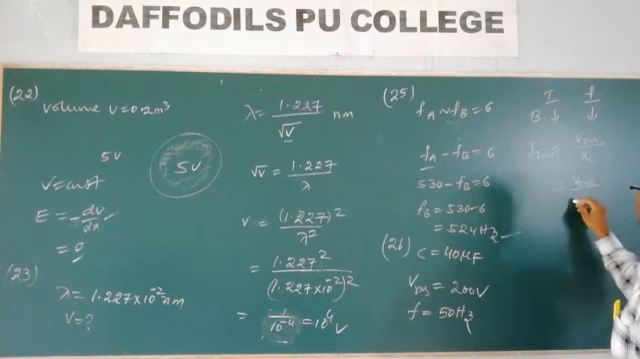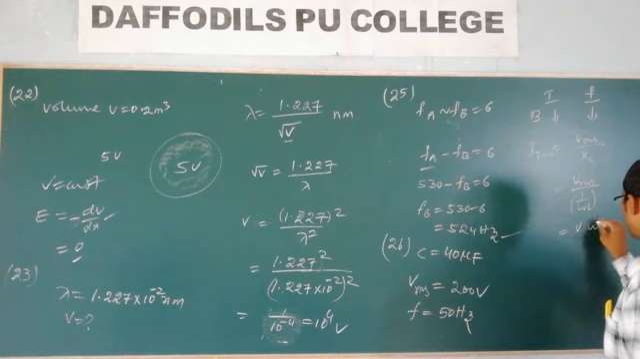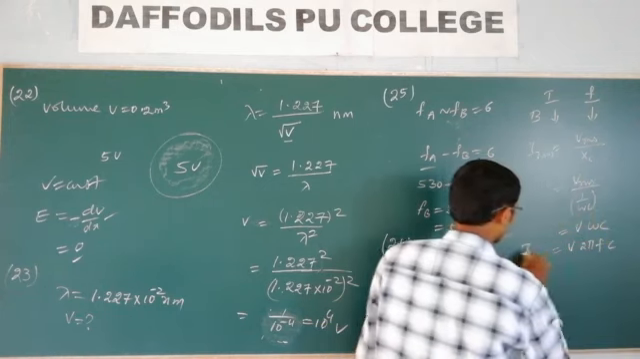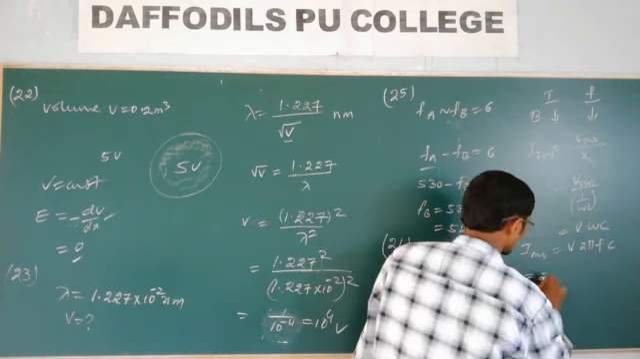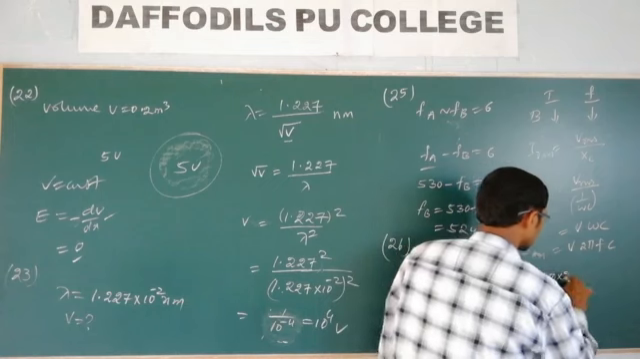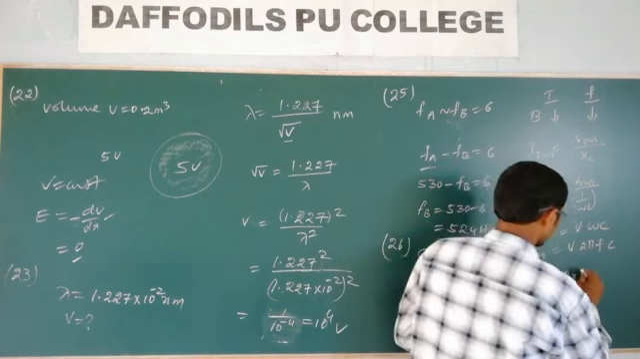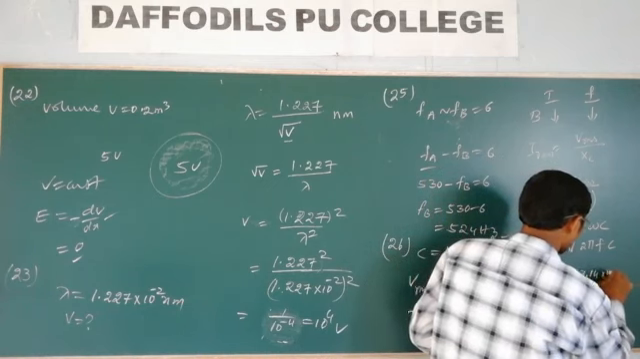Frequency is given, 50 Hz is the supply. The RMS value of current we need to find. I RMS is equal to V RMS by XC, which is the capacitor reactance per capacitor. That is equal to V RMS by 1 by omega C, which is equal to V into omega C. Then V into 2 pi F into C.